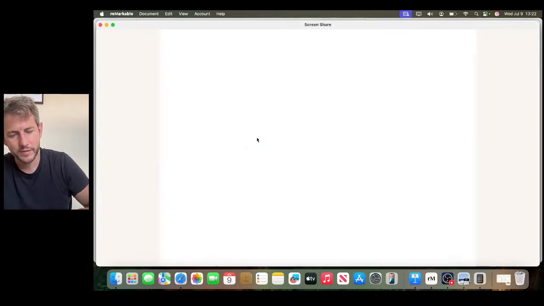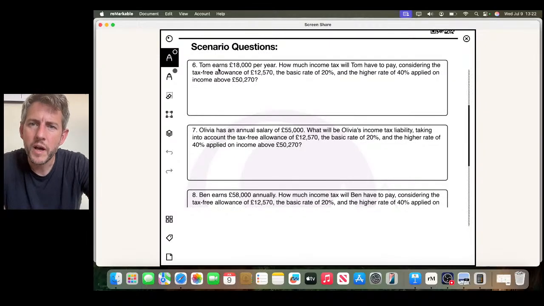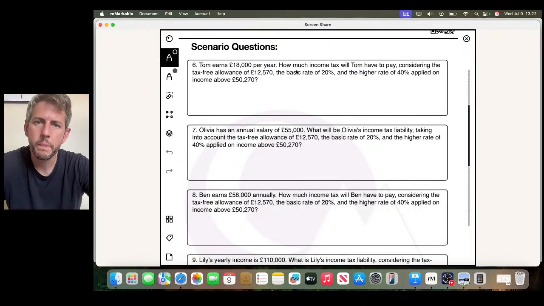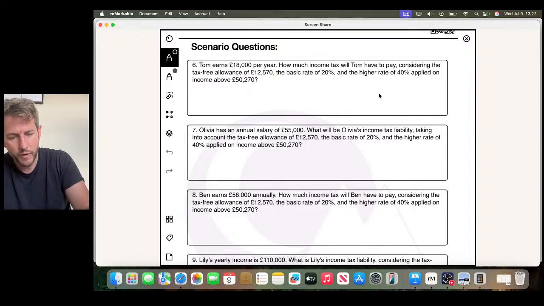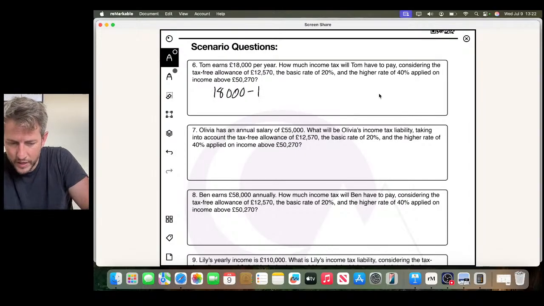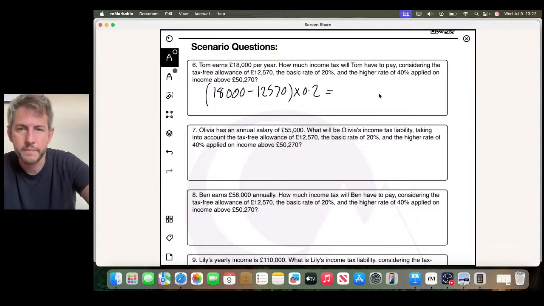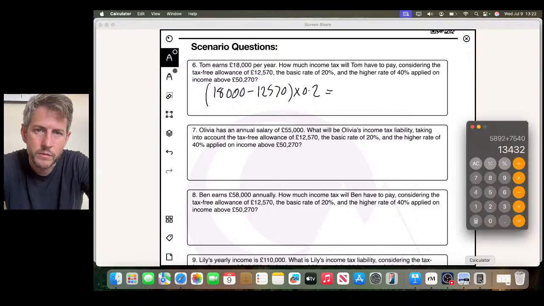Right. Tom earns £18,000 per year. How much income tax will Tom have to pay considering the tax-free allowance of £12,570, the basic rate of 20% and the higher rate of 40% applied on income above that? Okay, so we're only worried about the base one this time. So we just need to do the 18,000, take away the tax-free allowance, and then times this by 0.2 to get us 20%.